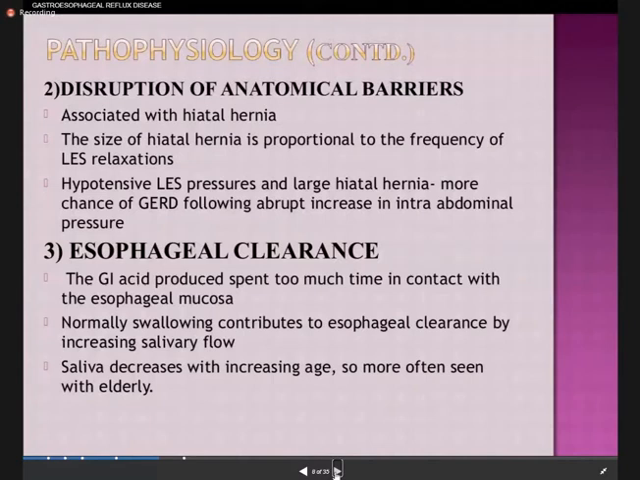Now, esophageal clearance plays a pivotal role in decreasing the frequency of GERD. The GI acid produced spends too much time in contact with the esophageal mucosa, which results in the symptoms of GERD. Normally, when we swallow, the swallowing contributes to esophageal clearance by increasing the salivary flow. However, as we know, the saliva decreases with increasing age, so more often we see this type of symptoms in the elderly.